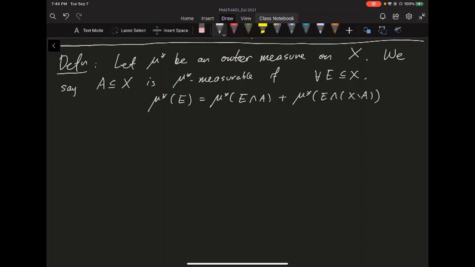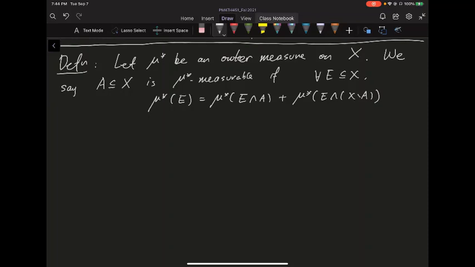So this smaller sigma algebra consists of all the outer measurable sets with respect to this outer measure, basically. All right, so let's first make the definition. If you took PMATH 450, this will be quite familiar to you. This is exactly how we constructed the Lebesgue measure. So let's let mu star be an outer measure on X.